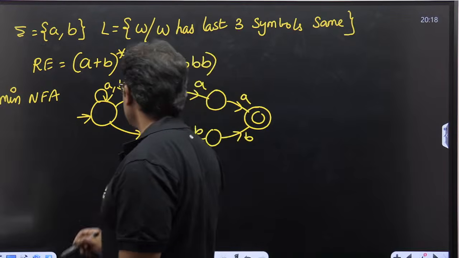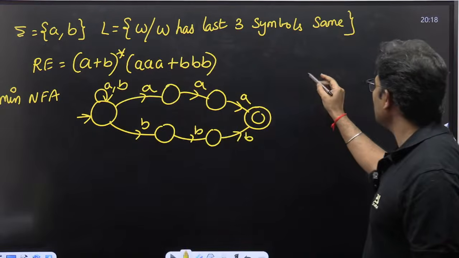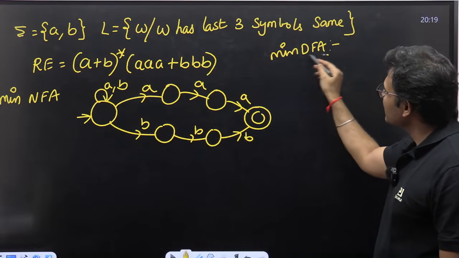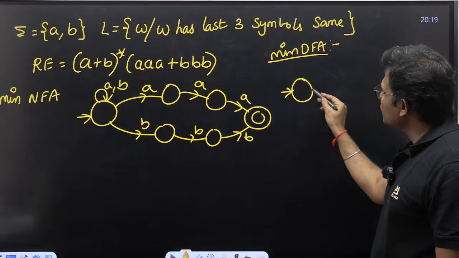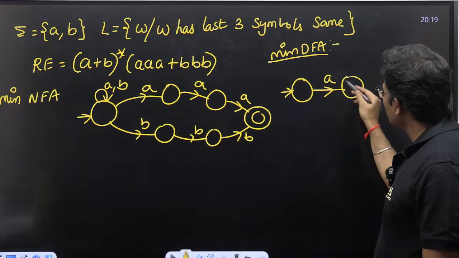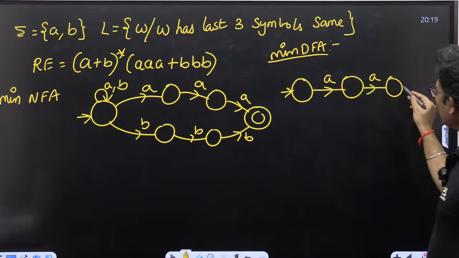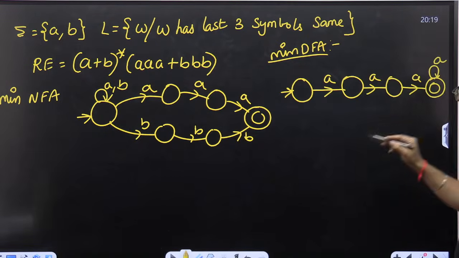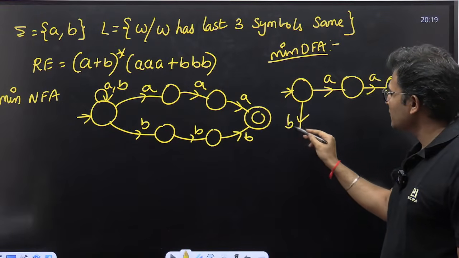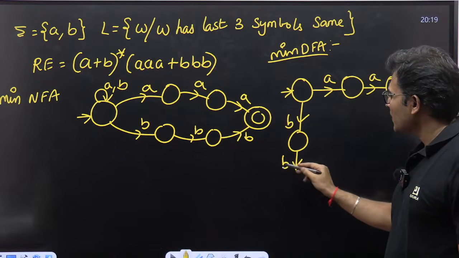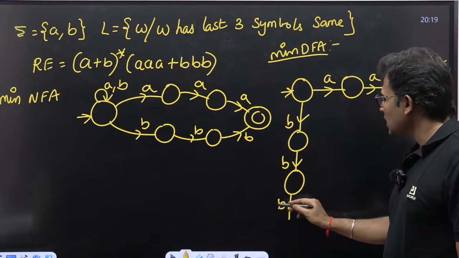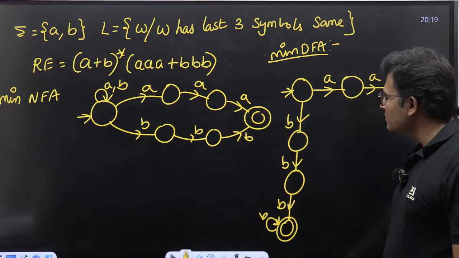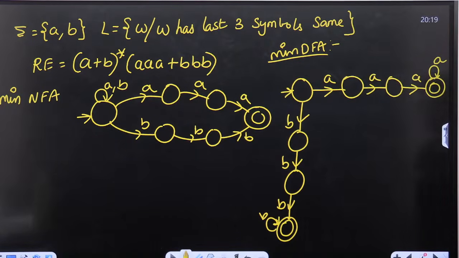Now, what about the DFA, guys? You can draw the minimal DFA like this. The minimal DFA has the same logic. It has to end with AAA, and after that any number of A's may come, that is still ending with A's only, or it has to end with BBB. Let any number of B's come, it is still ending with BBB only, right? That's it. So this state is complete.